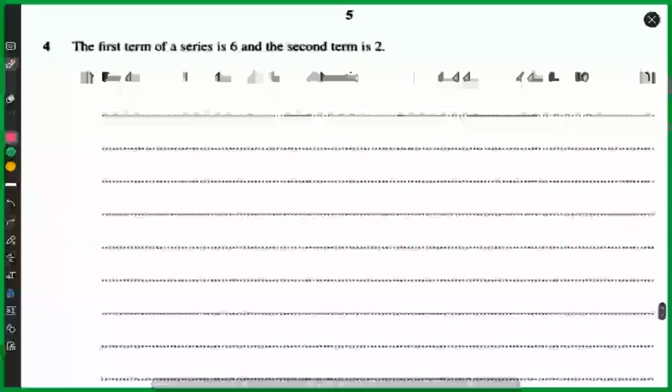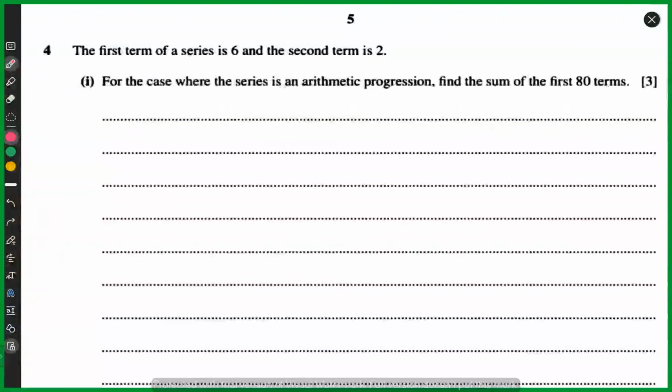Okay, miss. All right. So it says the first term of a series is 6 and the second term is 2. For the case where the series is an arithmetic progression, find the sum of the first 80 terms. Now it's very, very easy. I know that I've been asked to find the sum of n terms.